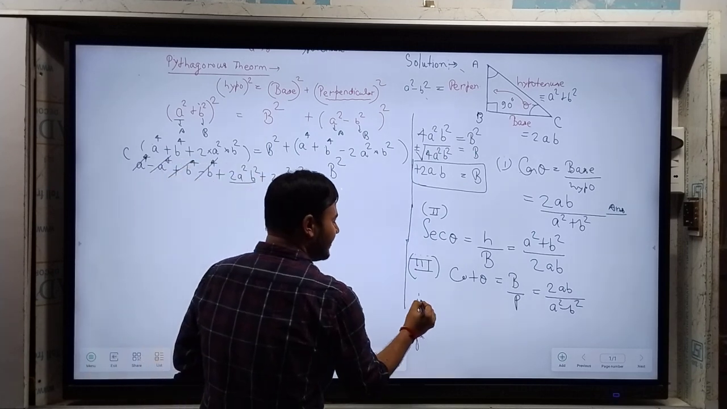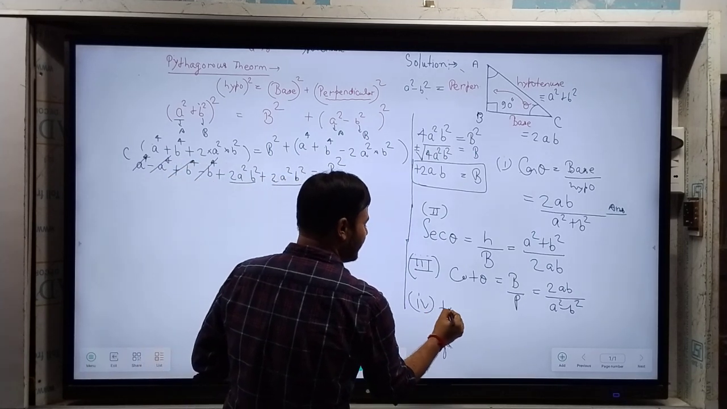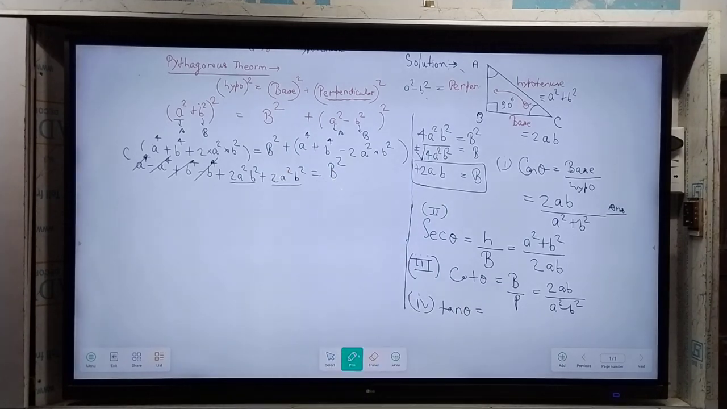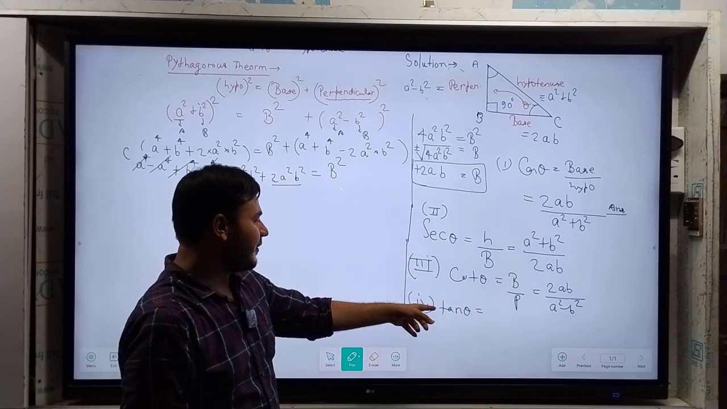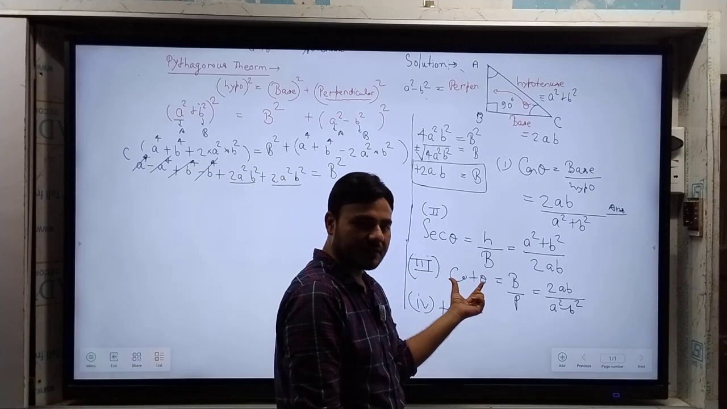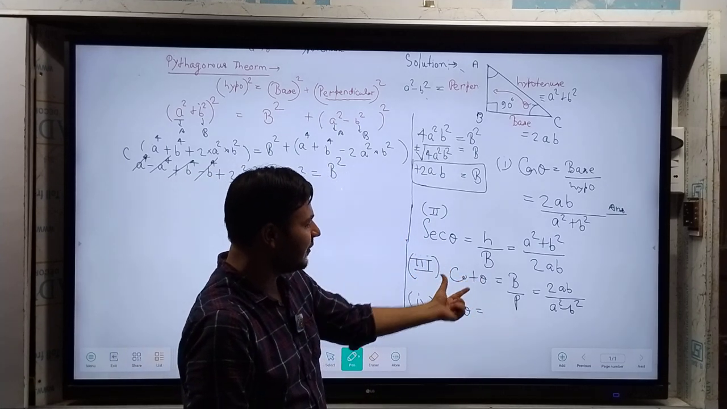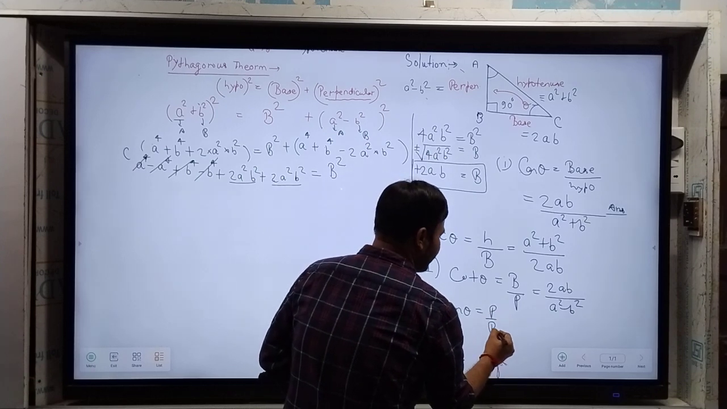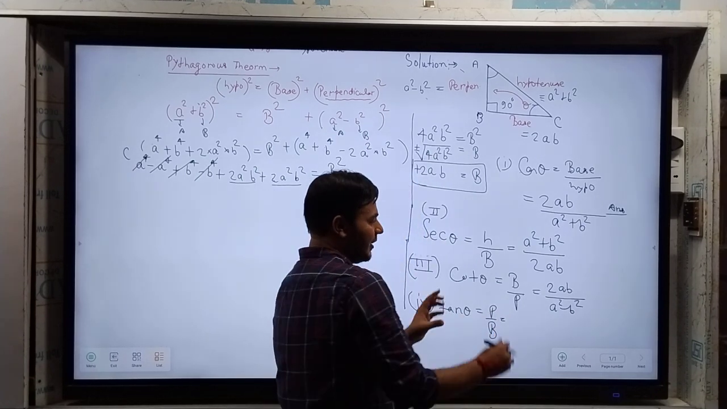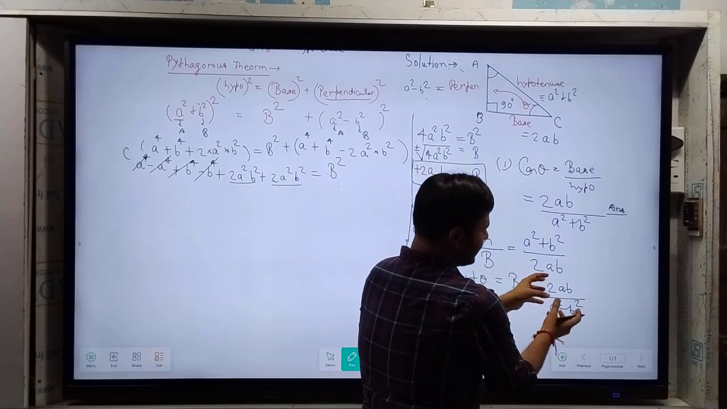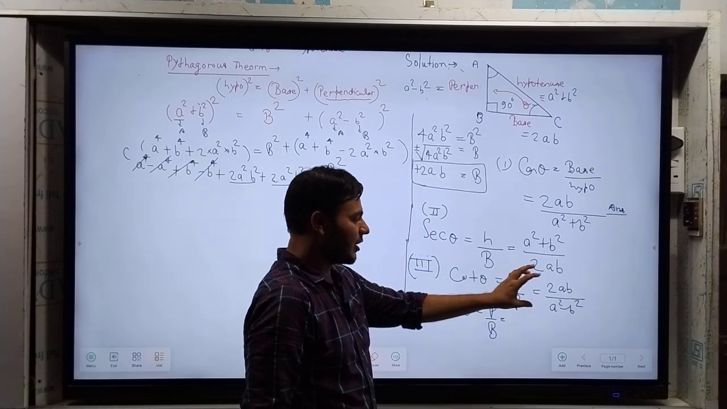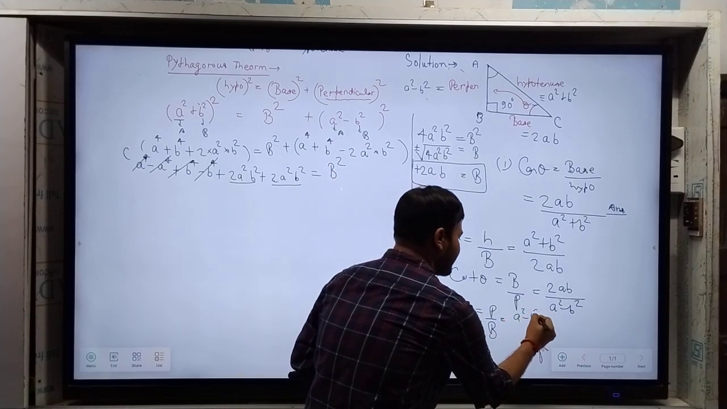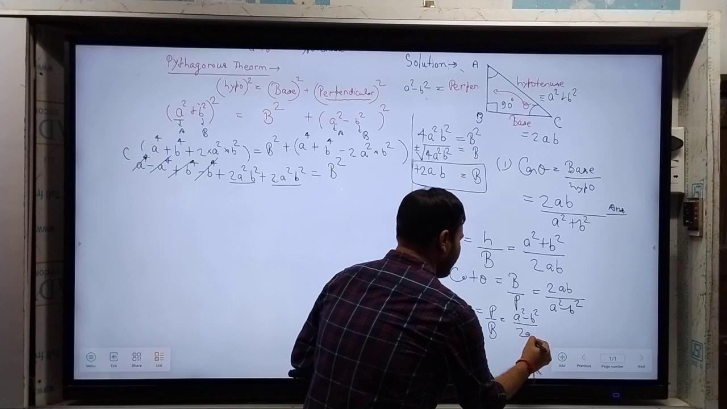What will be tan theta? Tan theta will be just the opposite of cot theta. What is the formula of tan theta? Perpendicular upon base. You can see this is 2ab upon a square minus b square. Now we reverse this: a square minus b square upon 2ab.